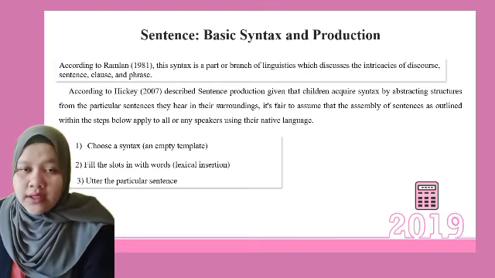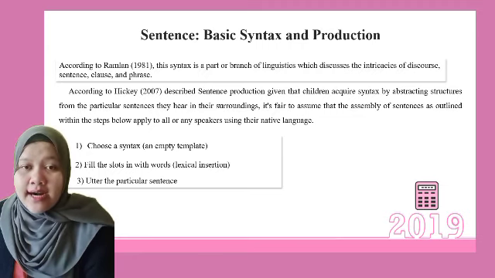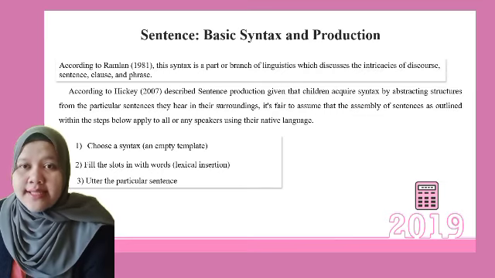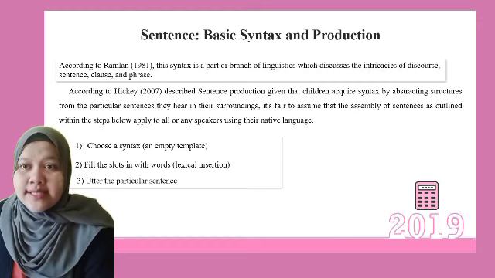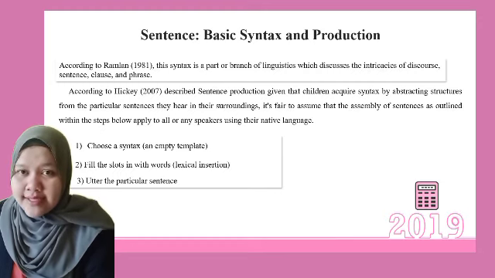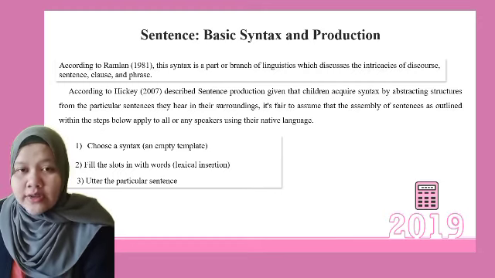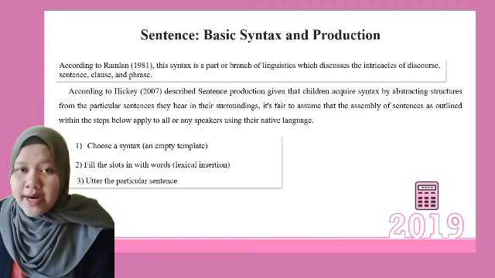First of all, basic syntax. The language elements included in the syntax are phrases, clauses, and sentences. The speech in this case concerns whatever the person says in the form of a sentence. According to Ramlan, 1981, syntax is a part or branch of linguistics which discusses the intricacies of discourse, sentence, clause, and phrase.